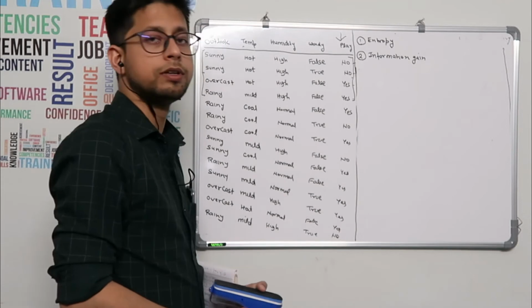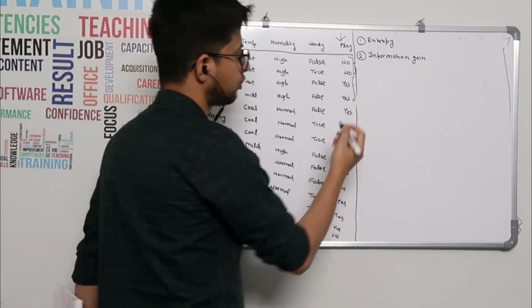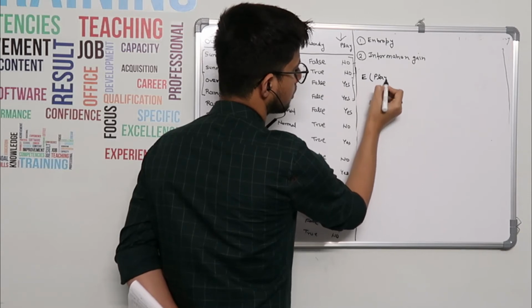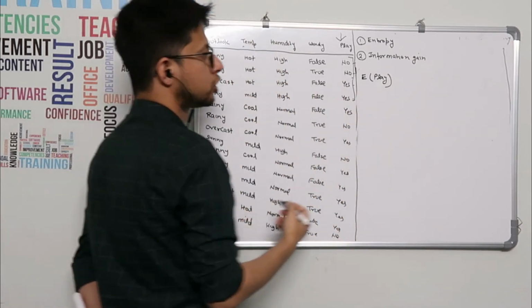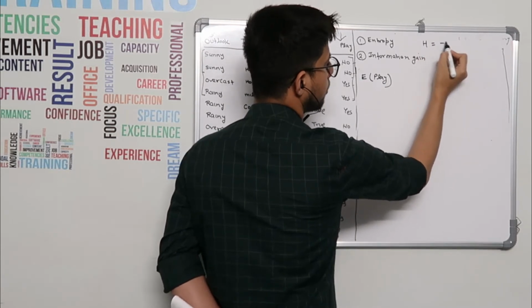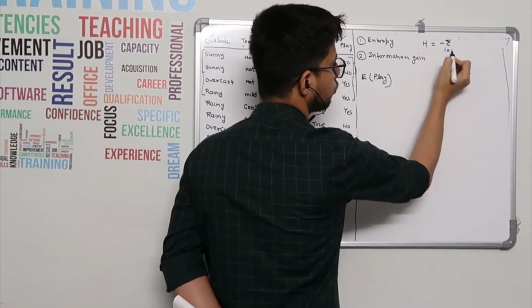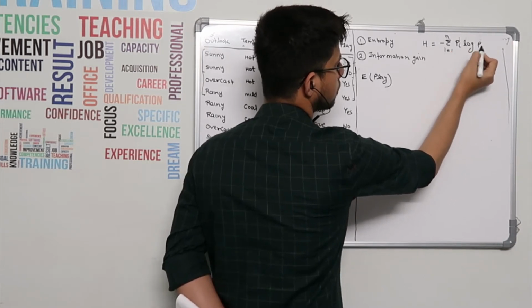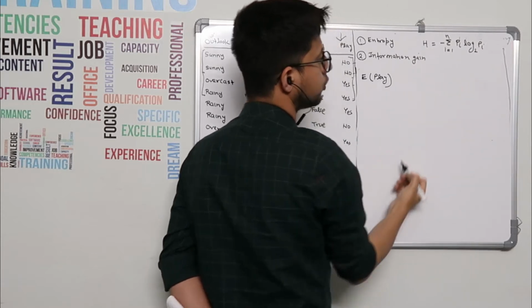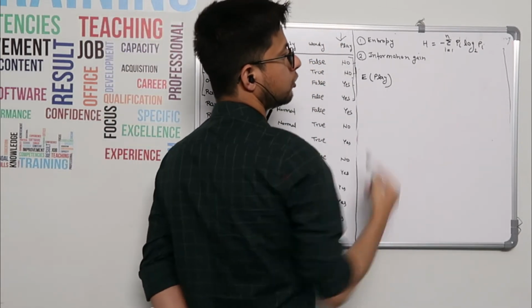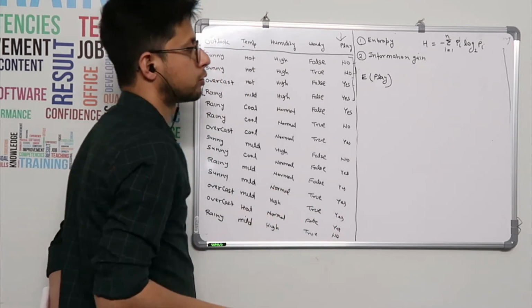Okay, so how will we do this? First, we need to calculate the entropy of play, that is our target variable. So what is the formula for entropy? Entropy is denoted by minus the sum from i equals 1 to n of p_i log p_i, base 2. This is the formula, where p_i is the probability of the ith data item, and sigma means we just sum over them.